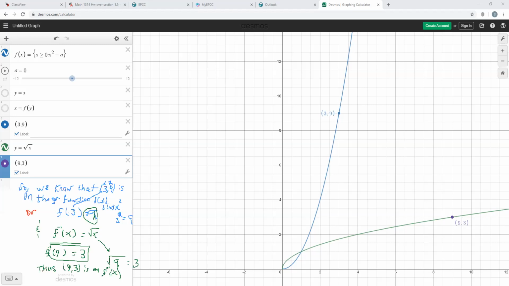Well, then that means that if (3, 9) is on the first graph and (9, 3) is on the second graph, it may not be proof to do it with just one point, but it certainly is a strong indication that these are inverse functions of each other. Maybe we'd try a couple more points to feel comfortable about it, but that is enough, provided the original function is a one-to-one function.